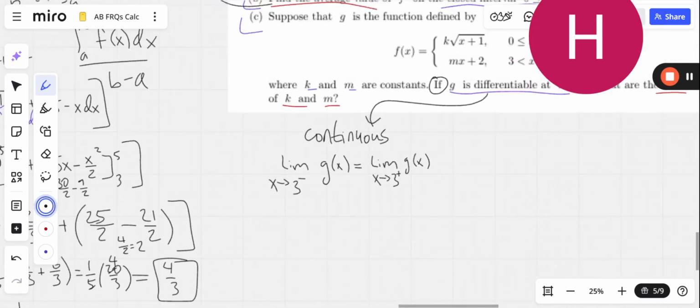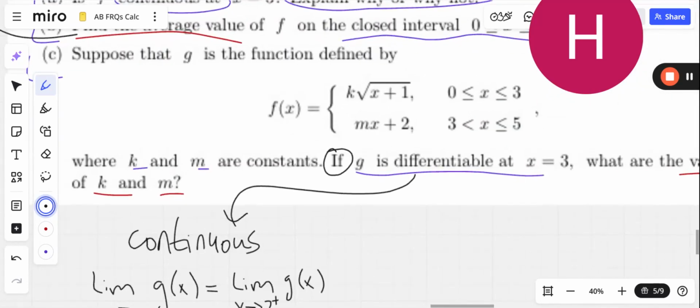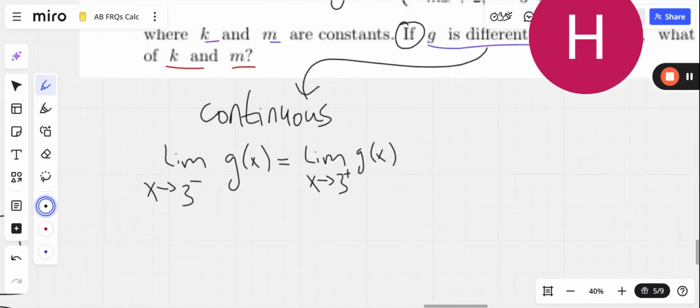Which means that, that's what was confusing me. A lot of typos on this one. This is g of x, it's more appropriate. Suppose that g is the function defined by this.